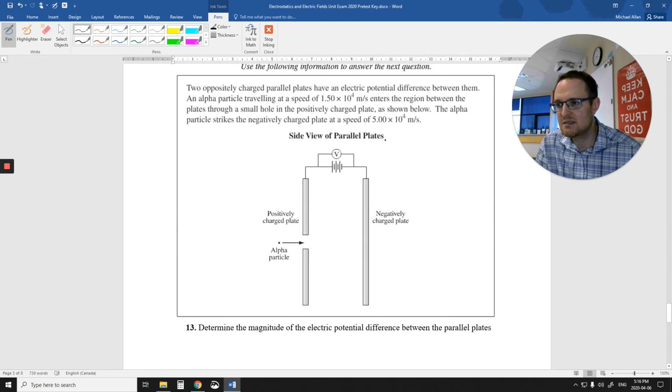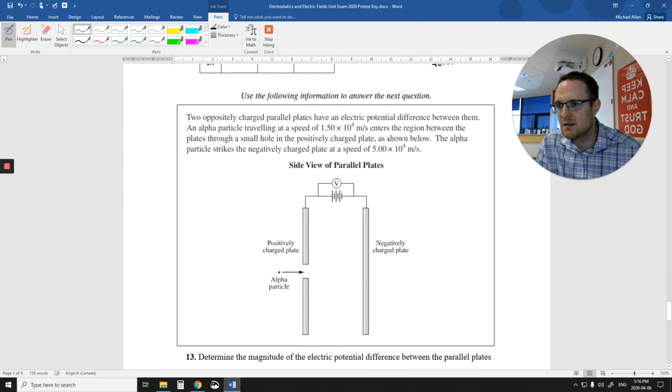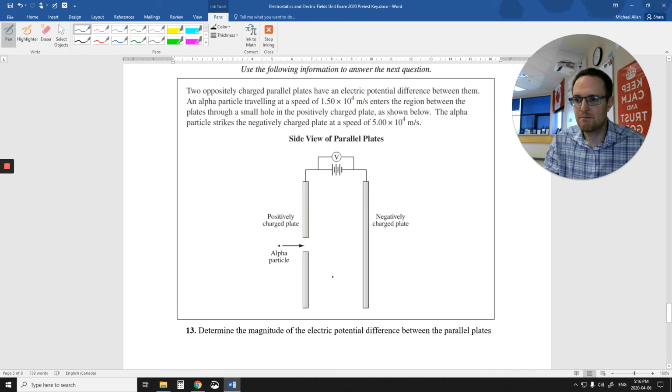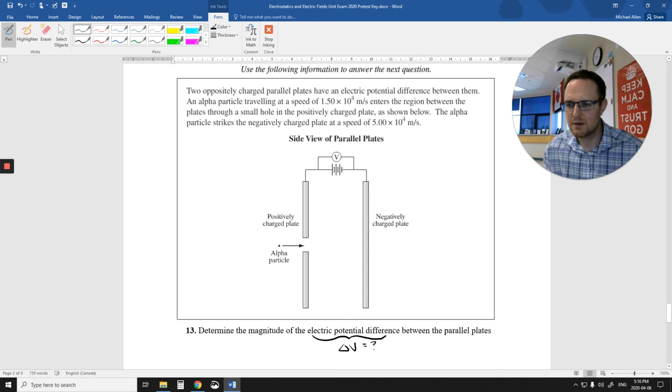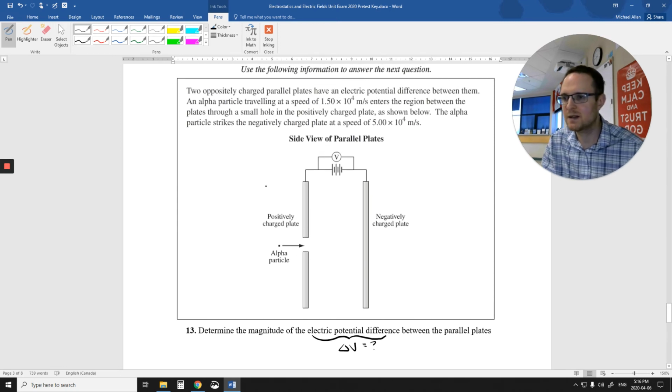Question 13 is very similar to question 11 here. In this case, they're just trying to find out what the electric potential difference is. So in this case, this stands for not energy, but this is our voltage. So that's what we're looking for. We're looking for our voltage. Now I'm going to do most of my work in the picture up here because I don't have that much space down here.